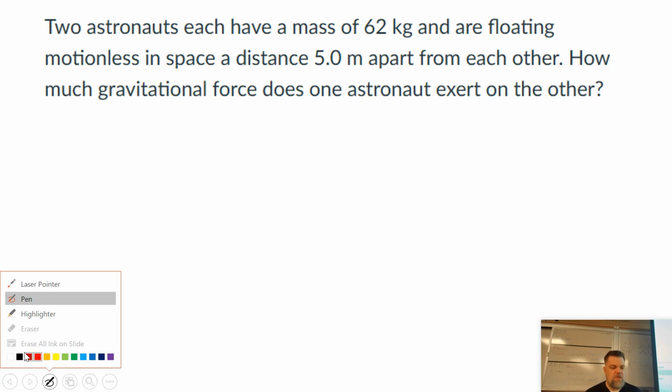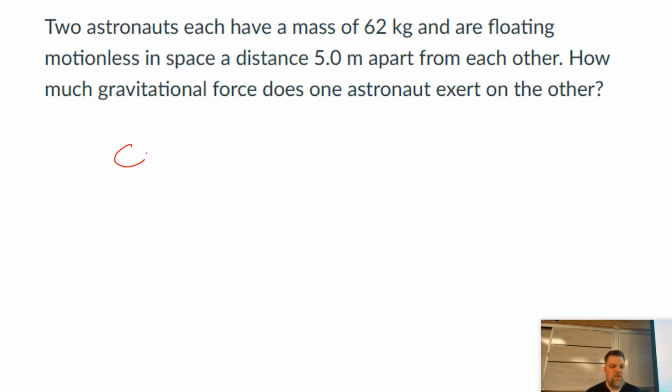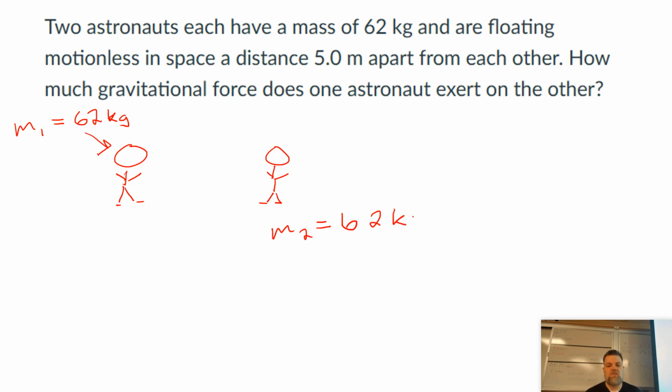Let me sketch the picture for you. So you got some guy out here in space, just kind of floating along. And you got some other guy out here in space, just kind of floating along. This guy has a mass, we'll call him M1, of 62 kilograms. That's what we want, we want it in kilograms. This guy over here has a mass, we'll call his mass M2, also 62 kilograms. What are the odds?